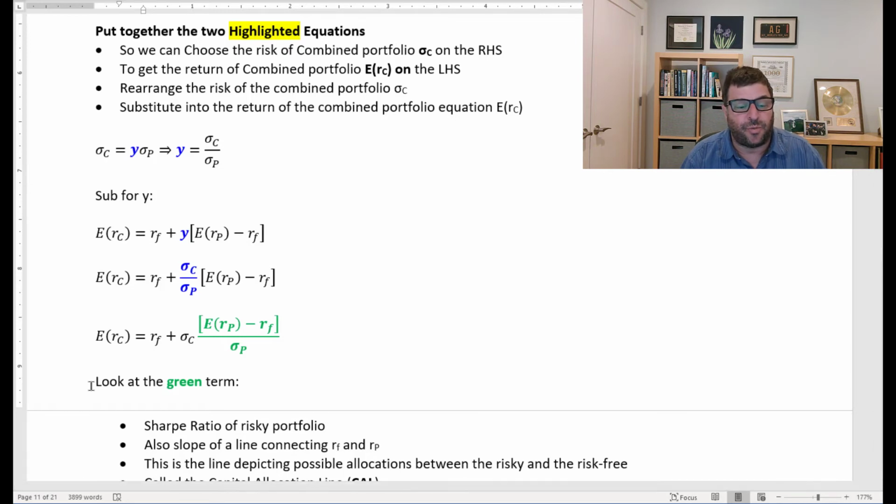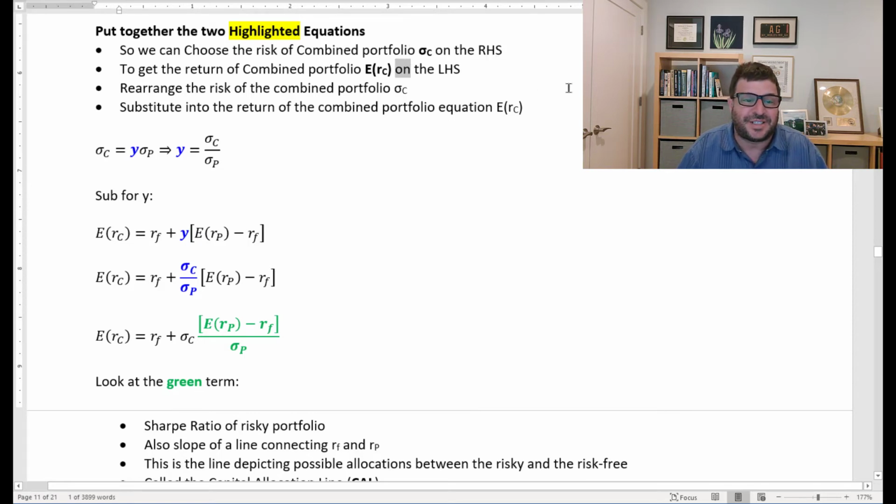What I want to do is I want to get rid of the Y essentially. I want to put them together so that we can, in this particular case, choose the risk of the combined portfolio on the right-hand side. I'm going to choose the risk to get the return of the combined portfolio on the left-hand side. And the reason I'm doing it this way is because this is how we're graphing it. I have this on my x-axis, and I have this on my y-axis. And so I want to see what happens when I choose risk and get return.